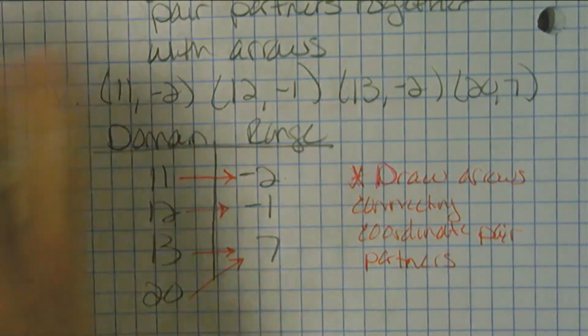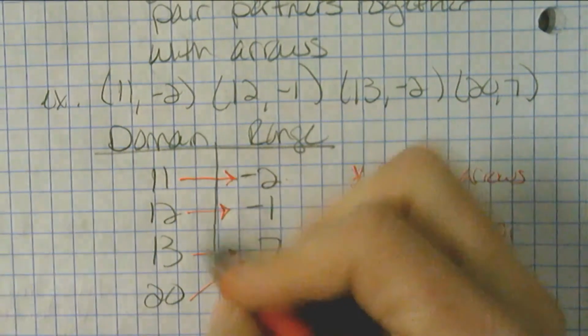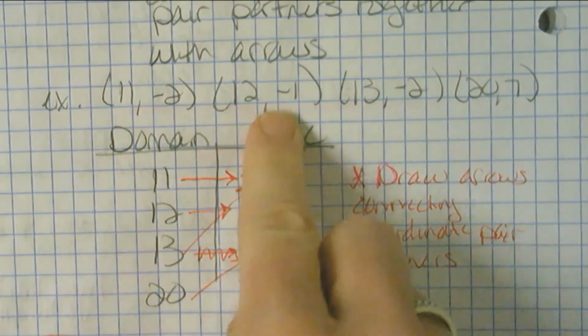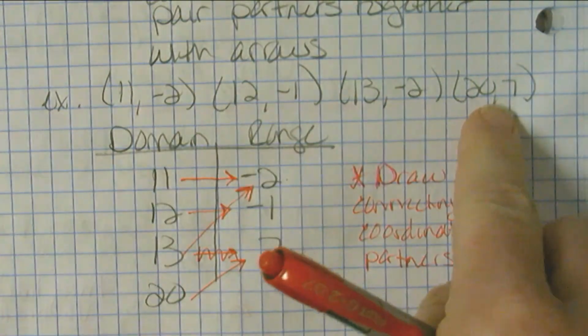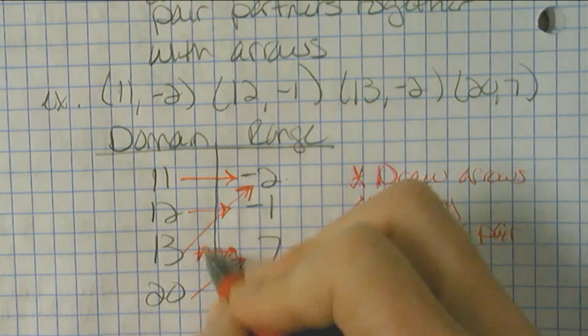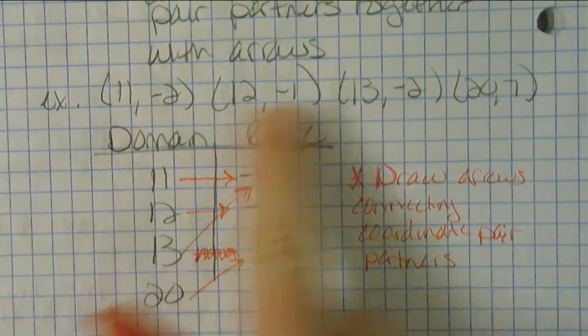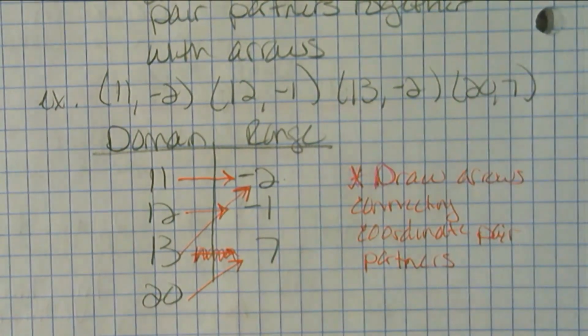Oh, 13 should be -2. I listened to someone I shouldn't have. We're going back to our coordinate pairs. So it's not who's next to them, it's whose coordinate pair partner it is. Okay.